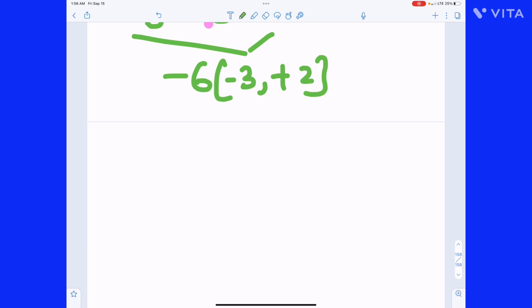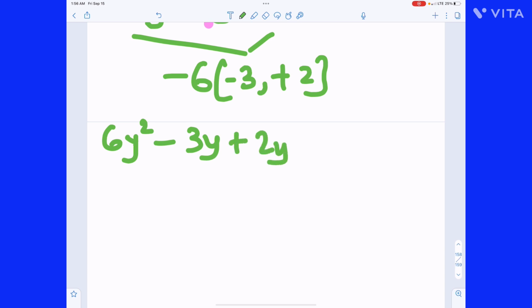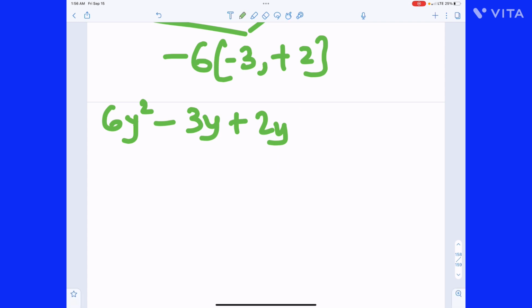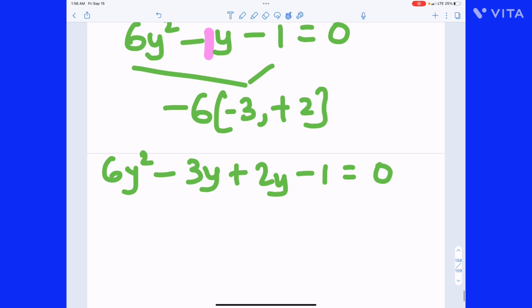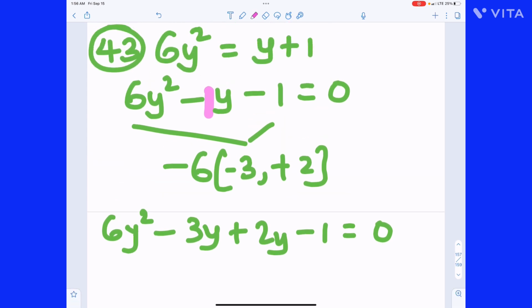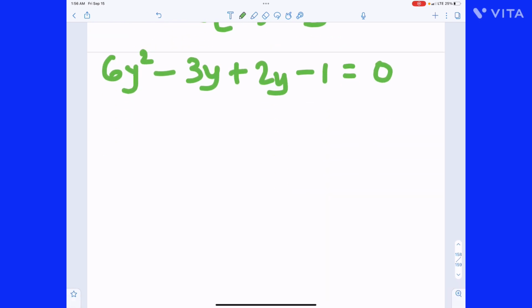So I'm supposed to write 6y squared now, minus 3y plus 2y, minus 1 is 0. Do you understand what I just did there? Instead of writing minus 1y, I'll just write minus 3y plus 2y. Then keep the minus 1 is equal to 0. Exactly. So let's factorize now.